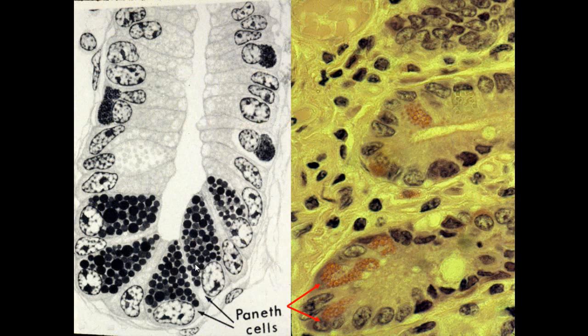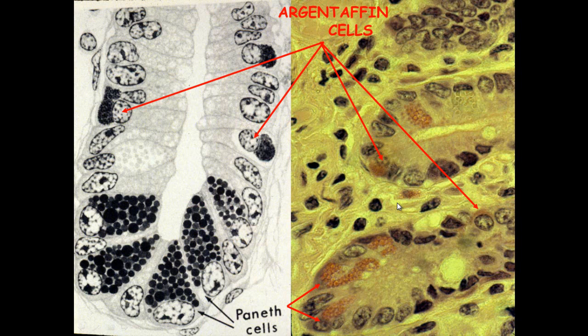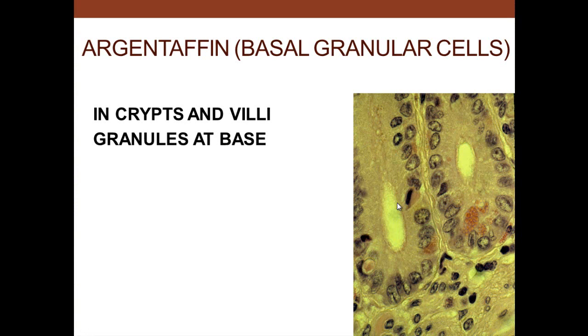So here we see the Paneth cells located right at the bottom of the crypts. In addition to the Paneth cells, we have the argentaffin cells. These endocrine cells usually have golden granules located at the base, not at the lumen, at the base where they're going to discharge into the lamina propria. They're in the crypts. We can see those cells here.